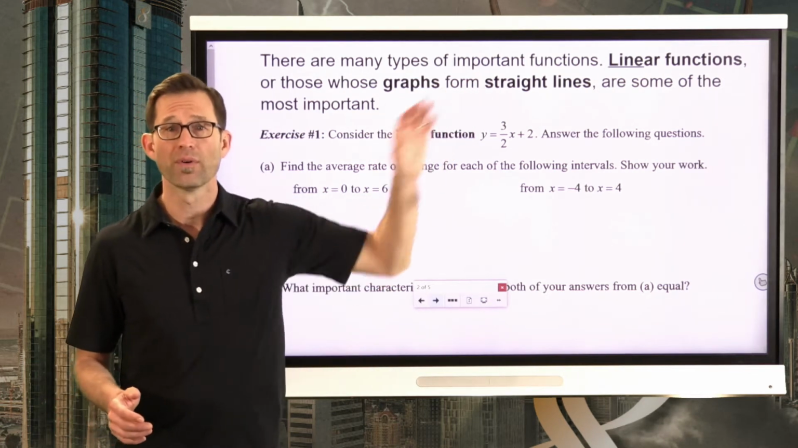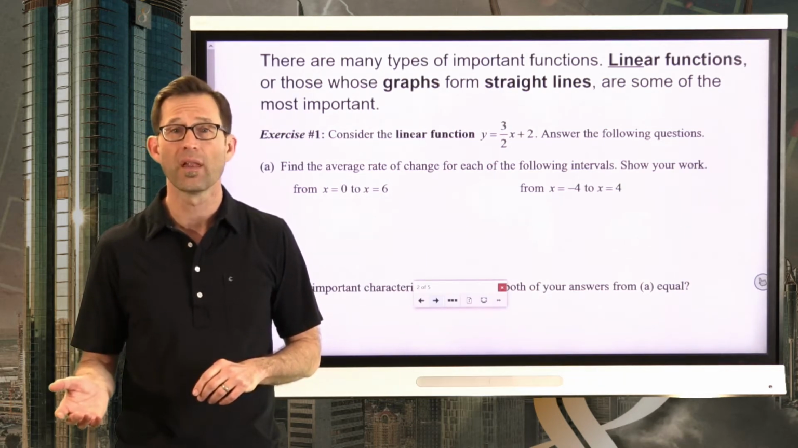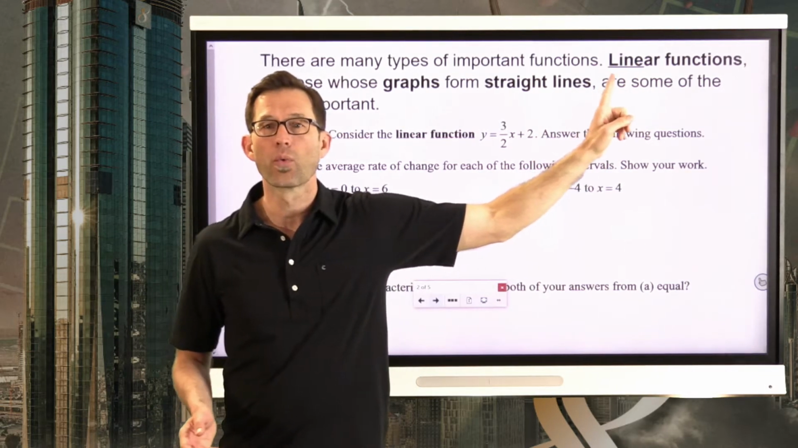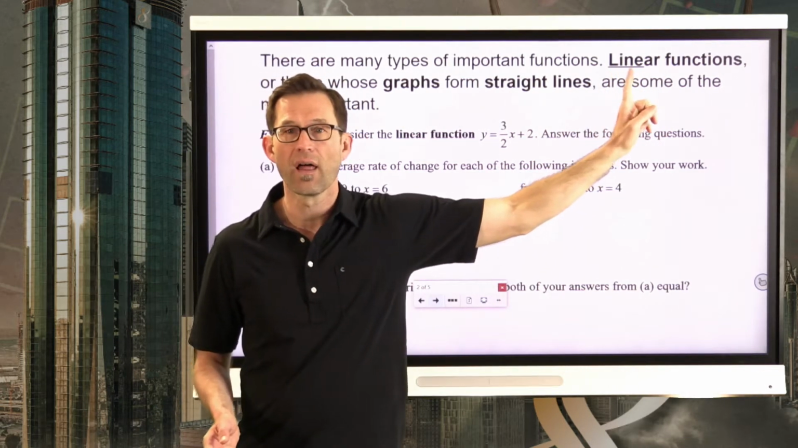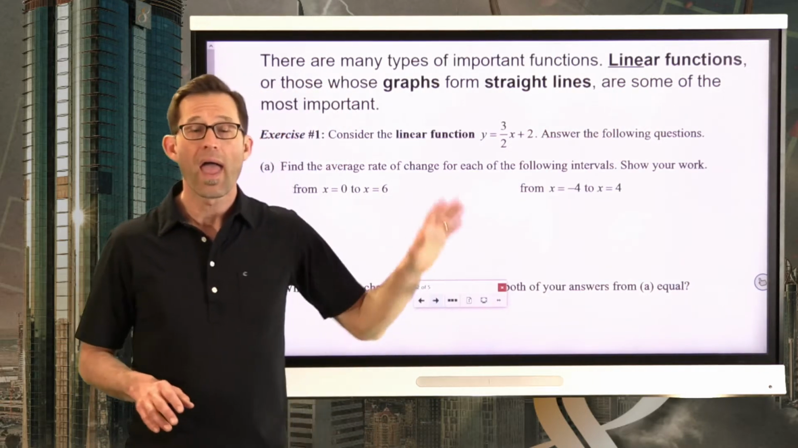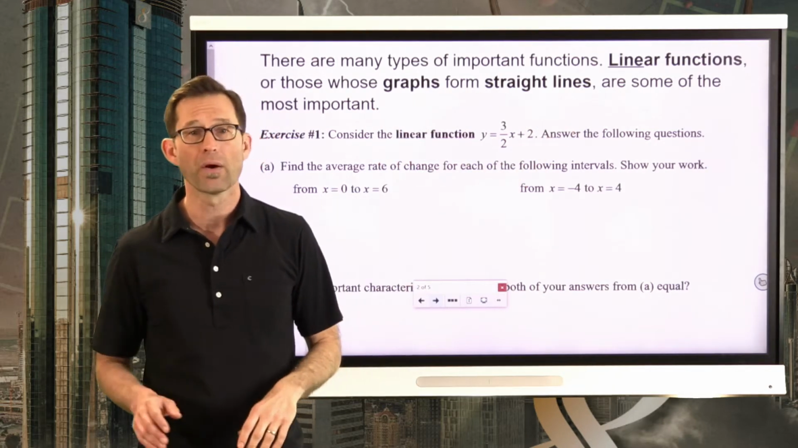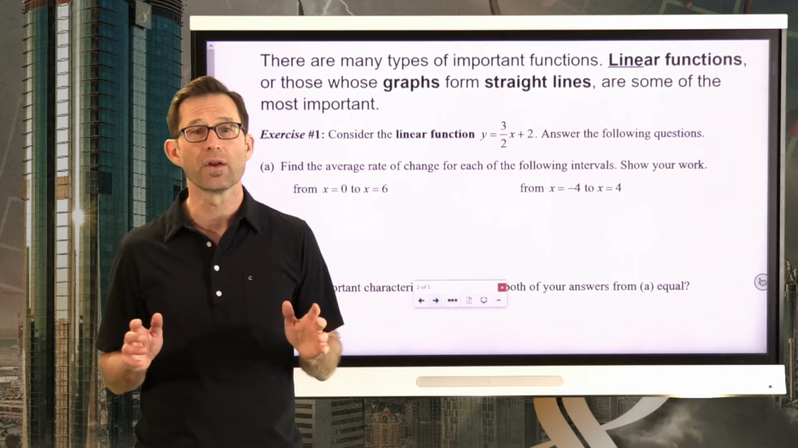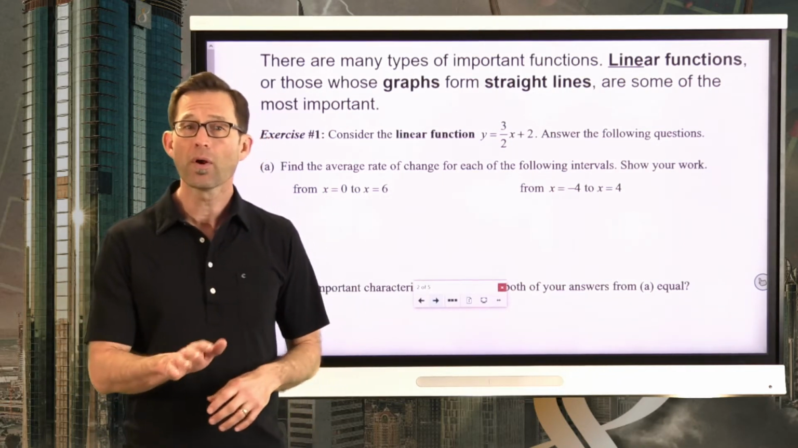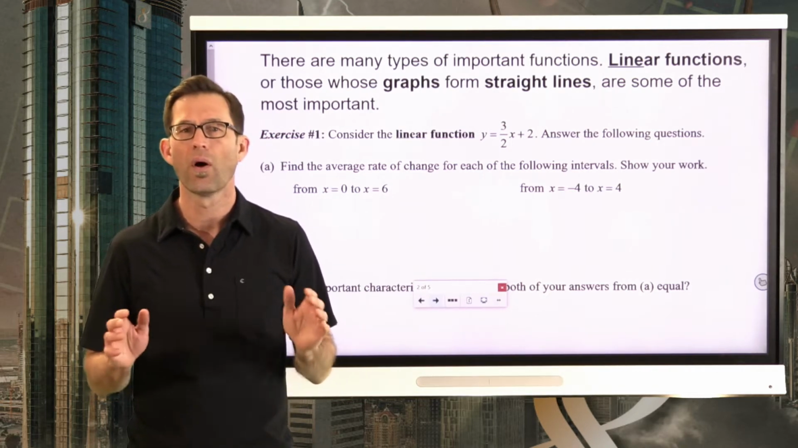Now, there are many important types of functions. Linear functions are simply those whose graphs form straight lines. In fact, you can actually see the word line in the word linear, right? L-I-N-E, linear. Any function whose graph forms a straight line, with input, output pairs all lying on a straight line, is what's called a linear function. These are some of the most important functions out there, primarily because they're very simple. Their equations are simple, their behavior is simple, all of that.